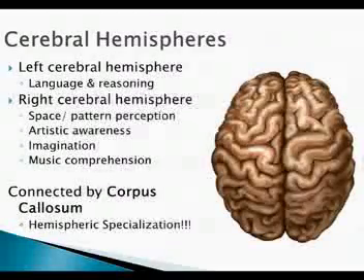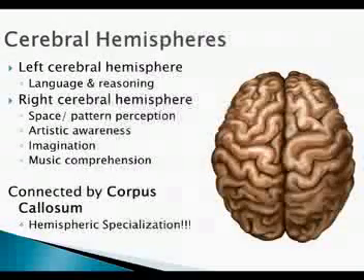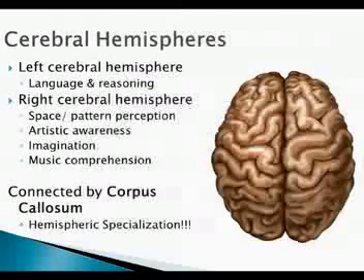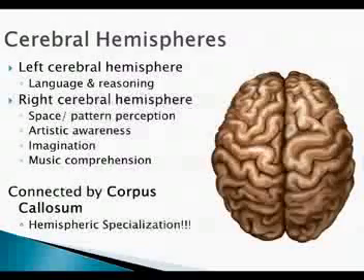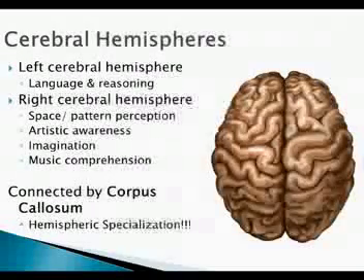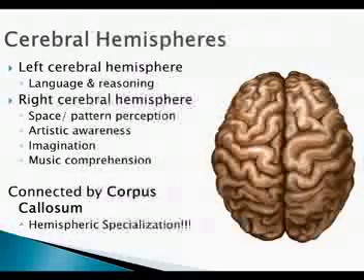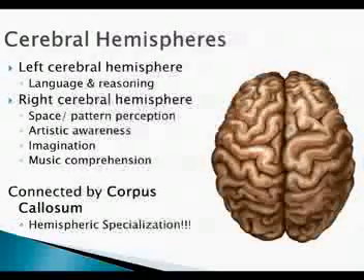So the left hemisphere is generally where you see language and reasoning, and in the right hemisphere you're dealing more with artistic awareness, imagination, music comprehension, the GPS part, space and pattern perception. The hemispheres are separated by the longitudinal fissure and then connected by a structure called the corpus callosum.